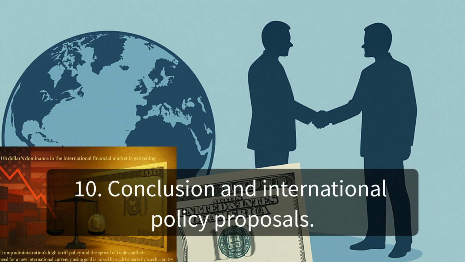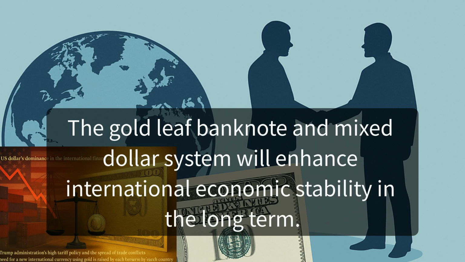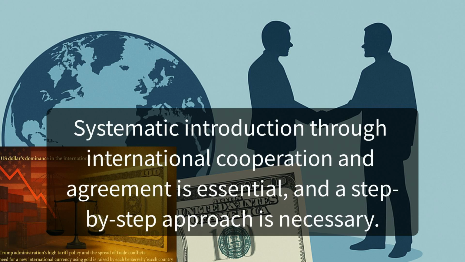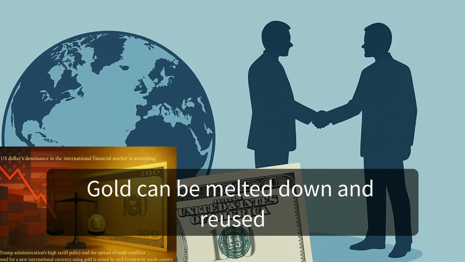10. Conclusion and international policy proposals. The gold leaf banknote and mixed dollar system will enhance international economic stability in the long term, and can emerge as an effective and realistic alternative to the protectionist policy of the United States. Systematic introduction through international cooperation and agreement is essential, and a step-by-step approach is necessary. Gold can be melted down and reused.